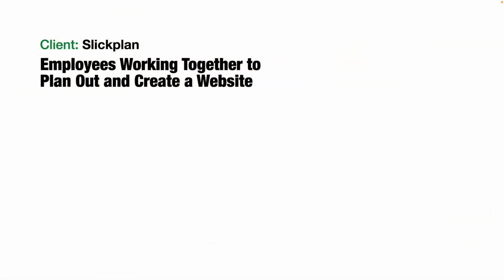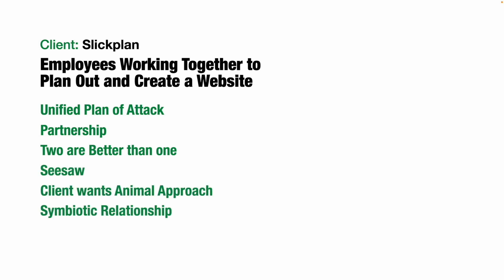So let's take a look at some logo designs and the deductive thinking behind them. This client was called Slick Plan, and it's like a web app where employees and teams working together can plan out and create a website. So it helps them to do planning on the flow of a website, the information and everything in between, so they can unify a plan of attack. It's a partnership. Two are better than one. If you think of it, that made me think of a seesaw.